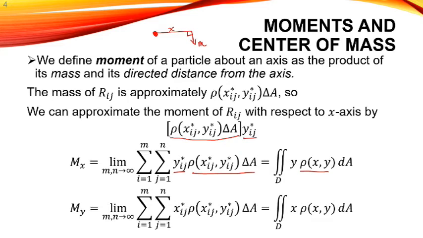And for the moment with respect to y-axis, we just change kung ano man yung i-multiply nating distance. So, we have the distance or direct distance x, and so the double integral would be x density function dA.